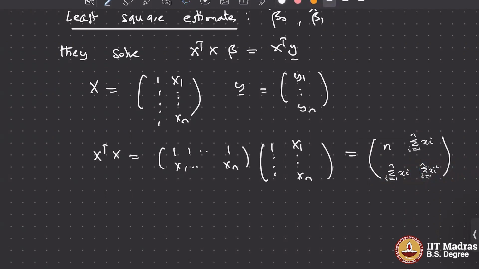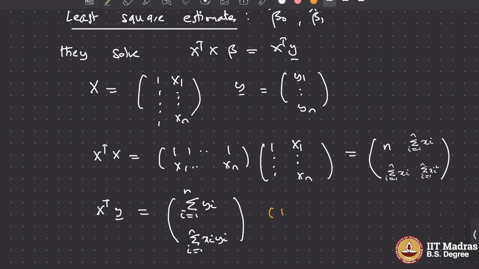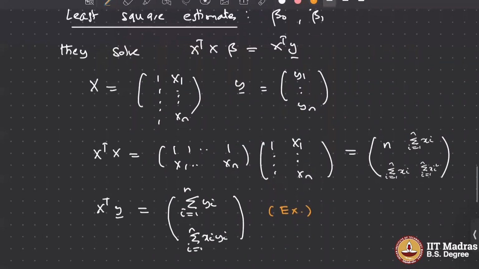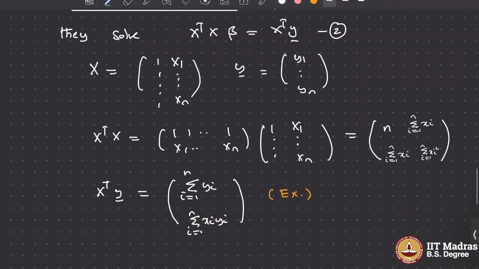And then in this simple regression case, X transpose Y, if you just do a calculation, I'll leave it as an exercise. The first one is just going to be summation i equal to 1 to n of yi, and the bottom is going to be summation i equal to 1 to n of xi yi. This is a simple exercise you can try. So let's call this equation 2. You can see the solution of equation 2.